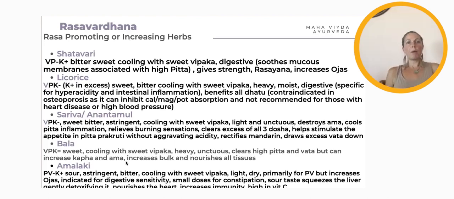So if we think about these, and again, please don't recommend herbs if you're not trained in herbs, but I am, and I find it very interesting. So shatavari is reducing to vata and pitta, but it's increasing to kapha. This is bitter, sweet, cooling with a sweet vipaka. Okay, so it overrides the bitterness. It's a digestive, but it's soothing to the mucous membranes. So this is why it's so good for high pitta. It gives strength. It's a rasayana, it's tonifying, and it increases ojas. So this is increasing the bulk in the body. It's brihana.